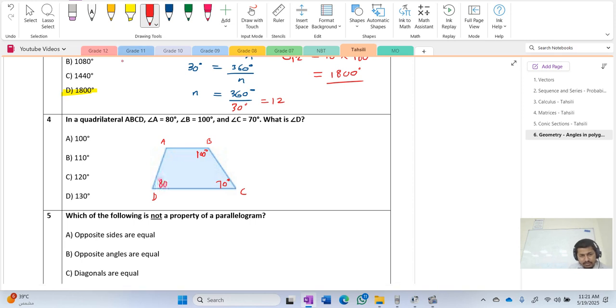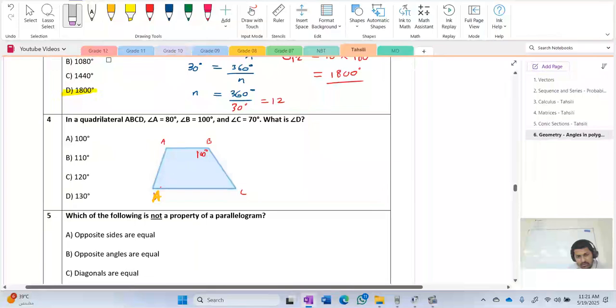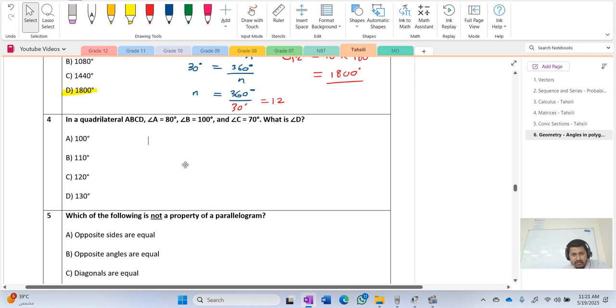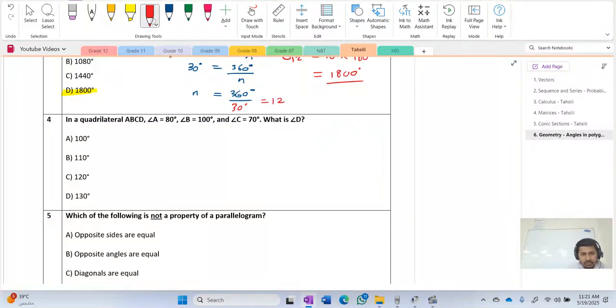So 80 plus 100 plus 70 plus angle D is equal to 360. The sum of angles of a quadrilateral is 360 degrees. So you just add up everything here. We're getting 180 plus 70, that's 250, plus angle D is equal to 360. So angle D is equal to 360 minus 250, which is 110 degrees. So that's my answer, B.